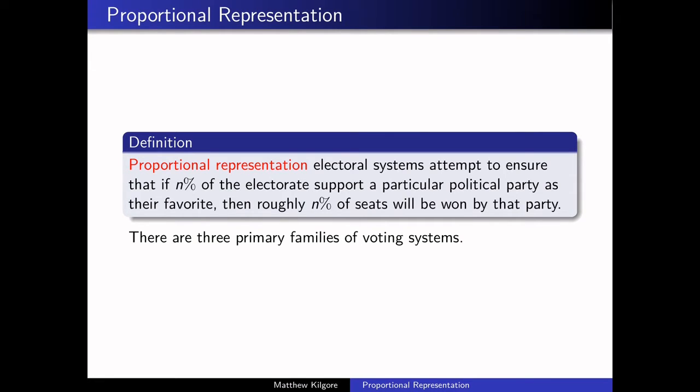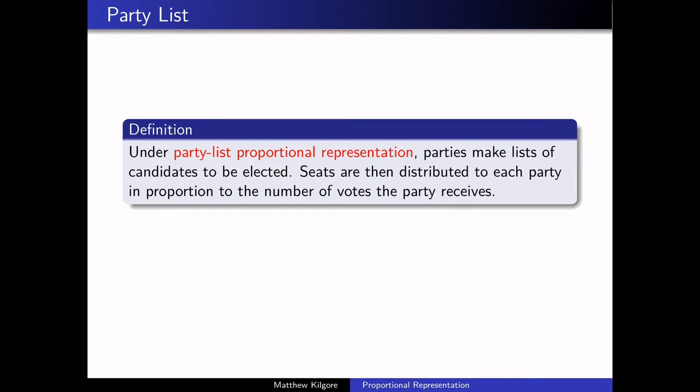There are three primary ways we can go about achieving proportional representation. There are three families of voting systems because all of them have a number of different parameters. The easy one is something called party list. Party list is, for all intents and purposes, the naive implementation of our previous definition of proportional representation. Voters vote directly for the parties, and the parties have lists of candidates that are elected.